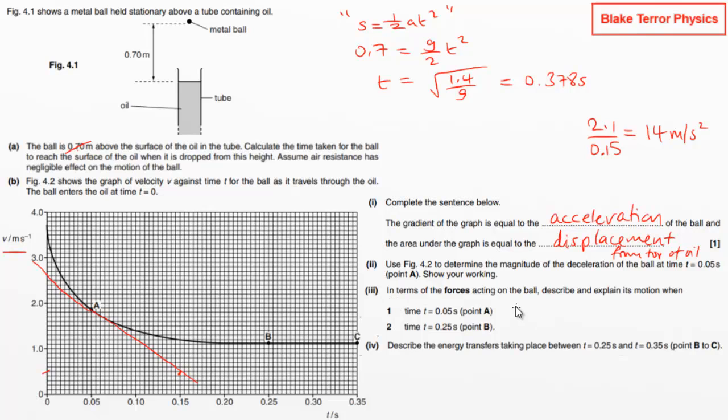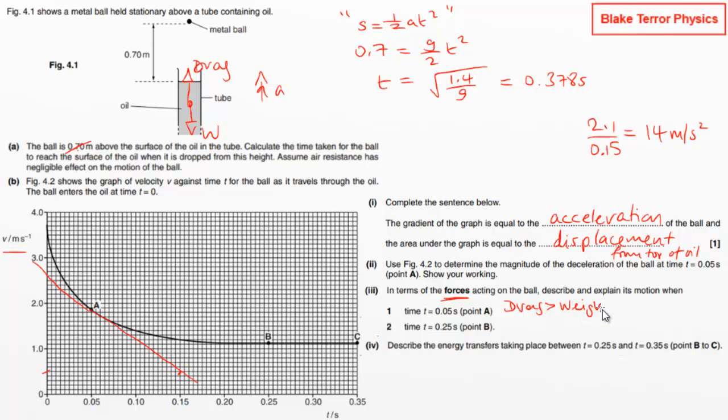Right, in terms of the forces acting on the ball, describe and explain this motion at time t equals 0.05 seconds and at 0.25 seconds. So at A and B, in terms of the forces, the forces that we've got on the ball when it's in the oil: we've got weight going down and we've got drag going up. So we're starting off with this negative gradient on here. We've got a deceleration, at least up until B when it goes flat. So at that point, the acceleration must be going upwards. So the drag must be greater than the weight. So we can put that in for a start.